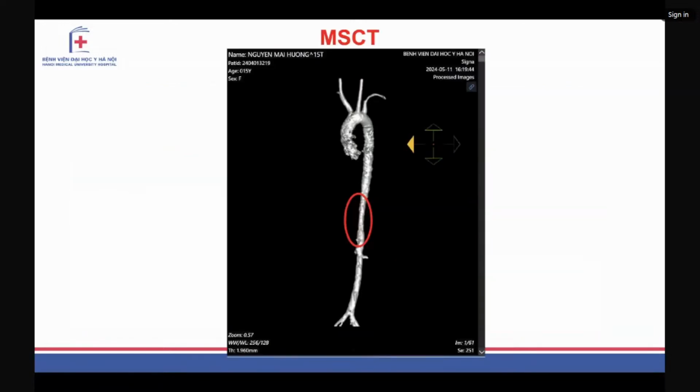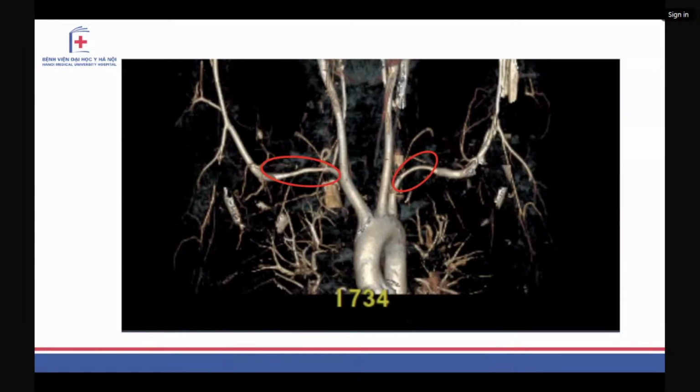And this slide presents imaging findings from MSCT, and there is diffuse concentric wall thickening of the lower third of the thoracic aorta and the abdominal aorta, resulting in 50% luminal narrowing. And here is the right subclavian artery, showing evidence of intimal thickening, right and left.